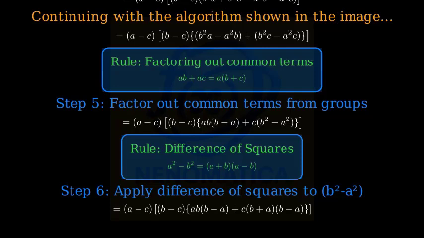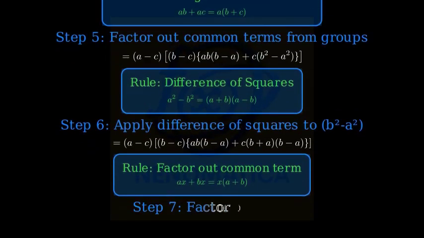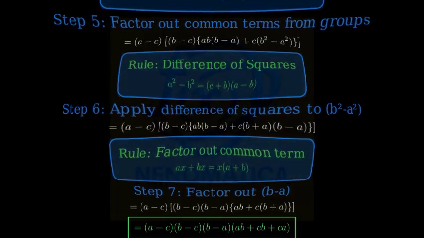Now, we can factor out (b minus a) from both terms inside the curly braces. This gives us (a minus c)(b minus c)(b minus a) times (ab plus c times (b plus a)). The result is (a minus c)(b minus c)(b minus a) times (ab plus cb plus ac). This is our final answer.